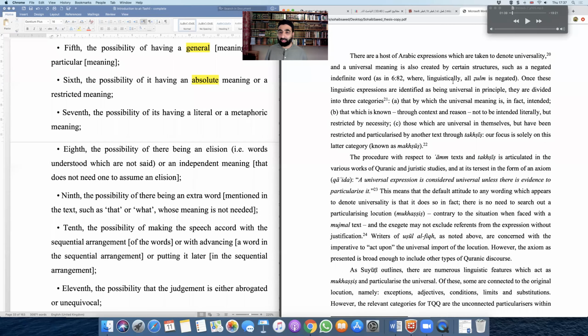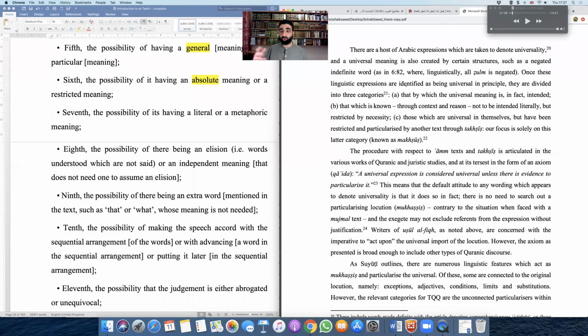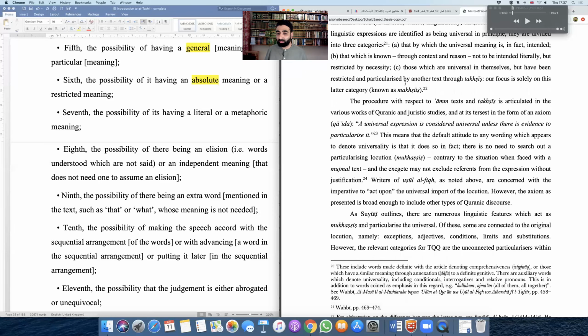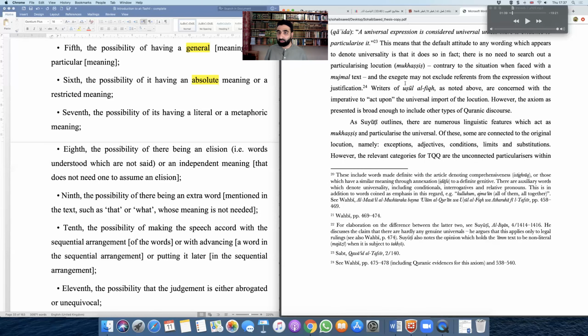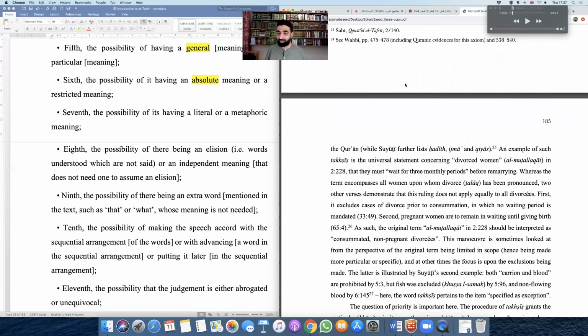But there are a host of Arabic expressions which are taken to denote universality, such as when you've got just a word and then you might have al with it, which makes it sound like it covers all that are within that word. Okay. Let's see. I'm not big on examples, as you can see.